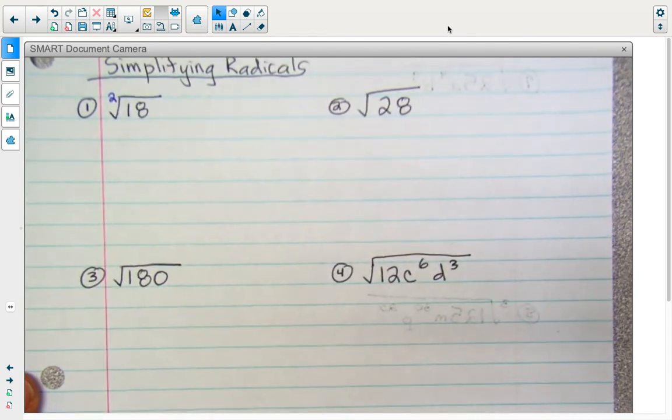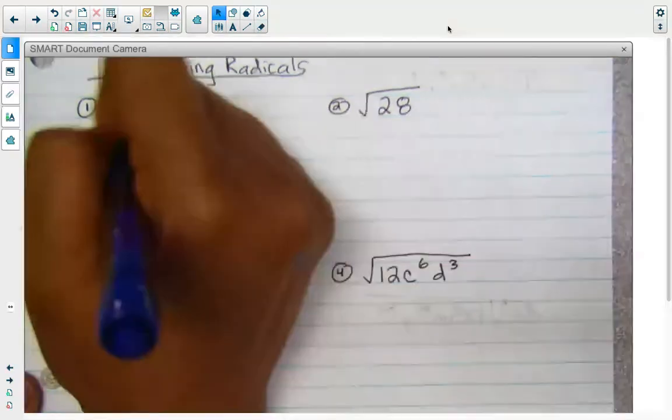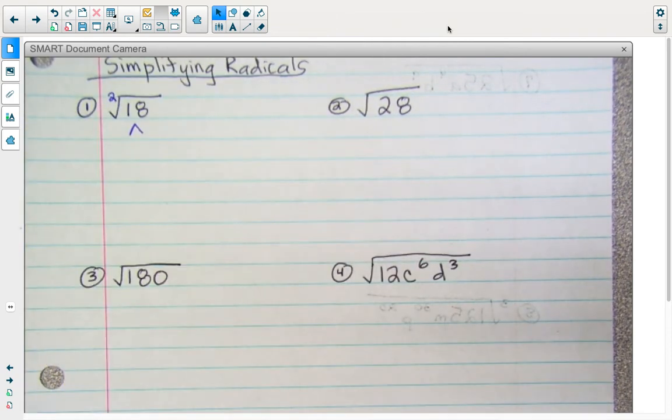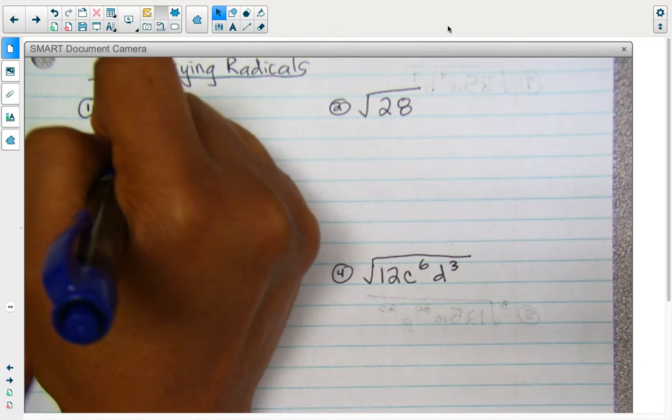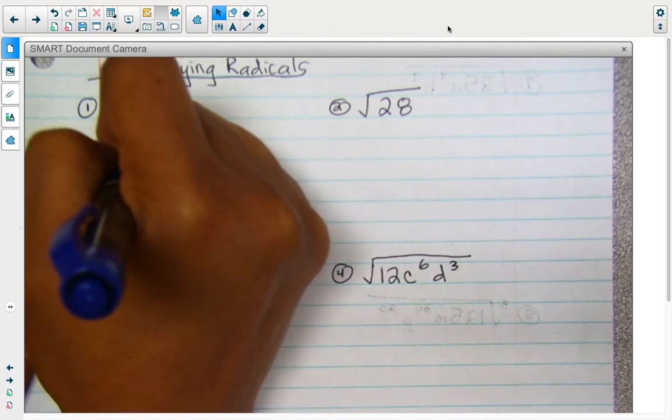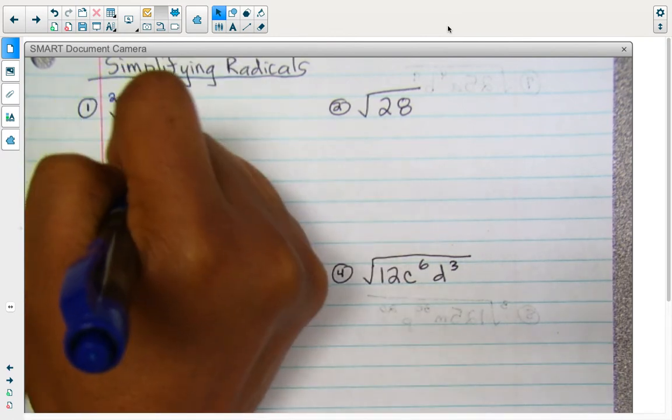So we want to do a factor tree, and we're going to break down 18. Doesn't matter where you start your factor tree, as long as you start with 2 numbers that multiply to give you that number that you started with. So I'm going to do 6 and 3. Break 6 down, I'm going to do 3 and 2.